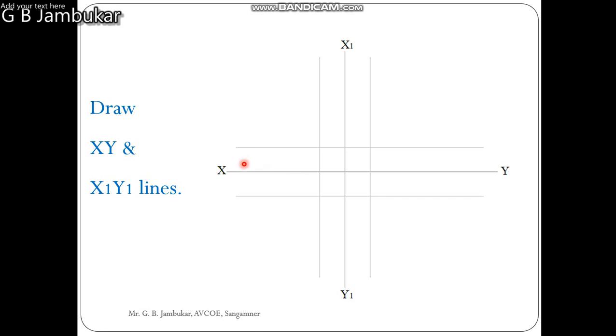Now draw the XY line and X1 Y1 line. The XY line is a horizontal line, the X1 Y1 line is a vertical line. Both lines are perpendicular to each other. Now draw lines parallel to XY from both sides. We separate the views from each other. Draw the line parallel to X1 Y1, 15 mm or 10 mm apart from each other, and we have to draw the front view, top view and side view in the spaces given.